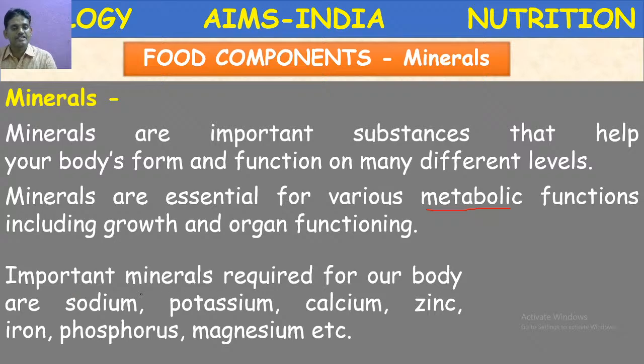So the important minerals required by our body are sodium, potassium, calcium, zinc, iron, phosphorus, magnesium. Not only these, so many others are also there, but these minerals are divided into major elements and trace elements depending upon their requirement. Major elements are required in large quantities. For example, iron is abundantly present in the blood in the form of hemoglobin. As we know, hemoglobin plays a very important role in the transport of gases like oxygen and carbon dioxide.